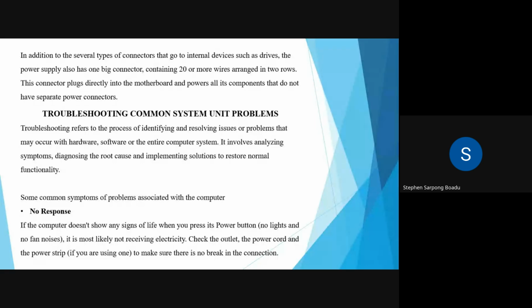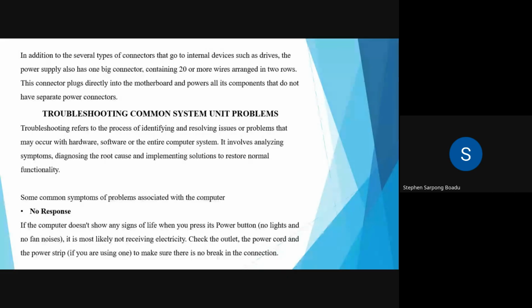So that is basically what troubleshooting is about. It's just the process of finding out why something in your computer isn't working, and then you fix it. They say troubleshooting refers to the process of identifying and resolving issues or problems that may occur with hardware, software, or the entire computer system. So that is basically finding out why something in your computer isn't working.